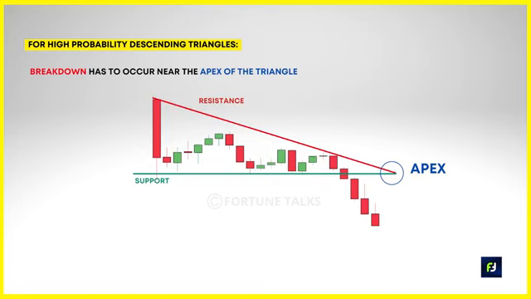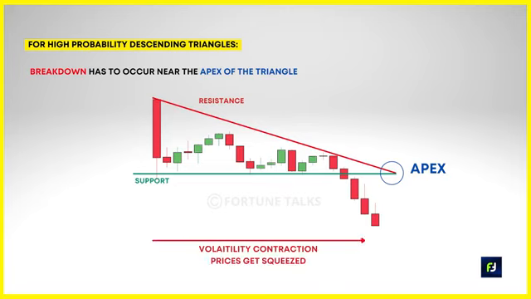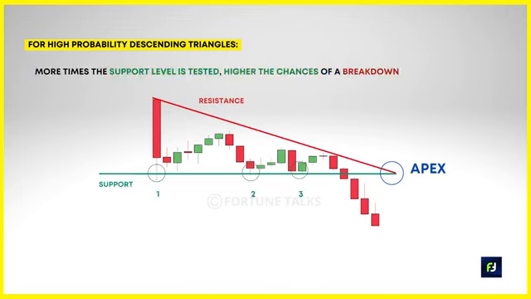Now the reason you want to short near the apex is that it is where the volatility is the lowest and the prices are squeezed. Now when the volatility decreases, chances are the price will explode out of the descending triangle and quickly move in your favor. On top of that, the more times the support level is tested, the better.